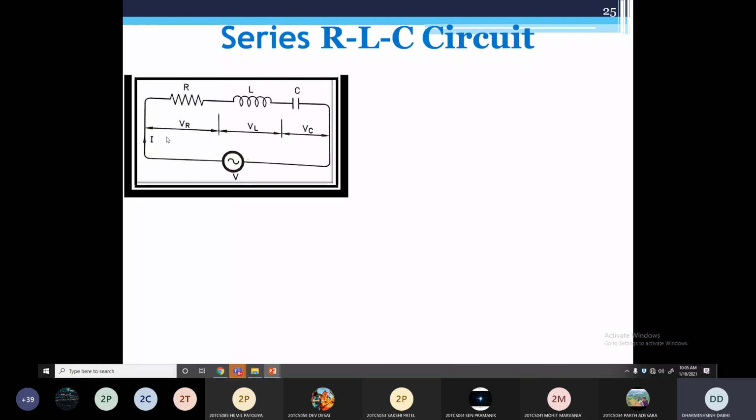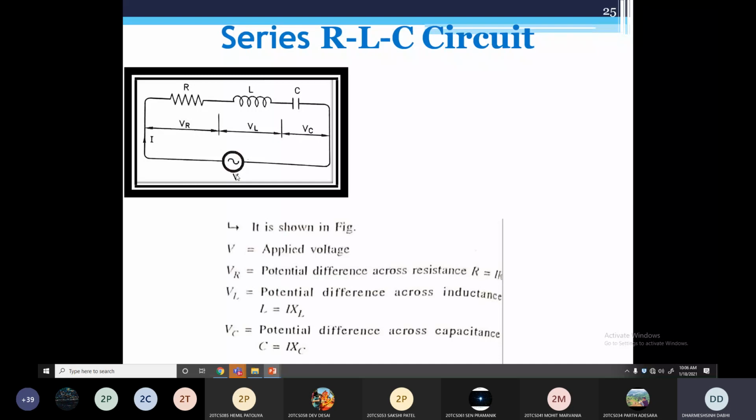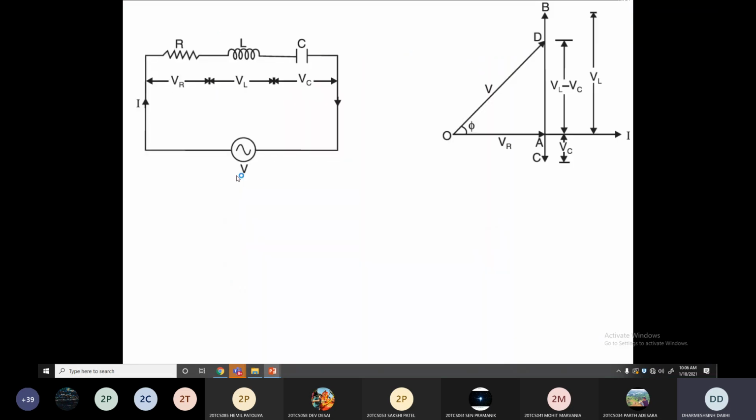As you can see in the circuit diagram, the voltage across R is VR, across the inductance is VL, and the voltage across capacitor C is VC. So the vector summation of all these three voltages is nothing but your supply voltage, or applied voltage. Now let's draw the vector diagram for this case.